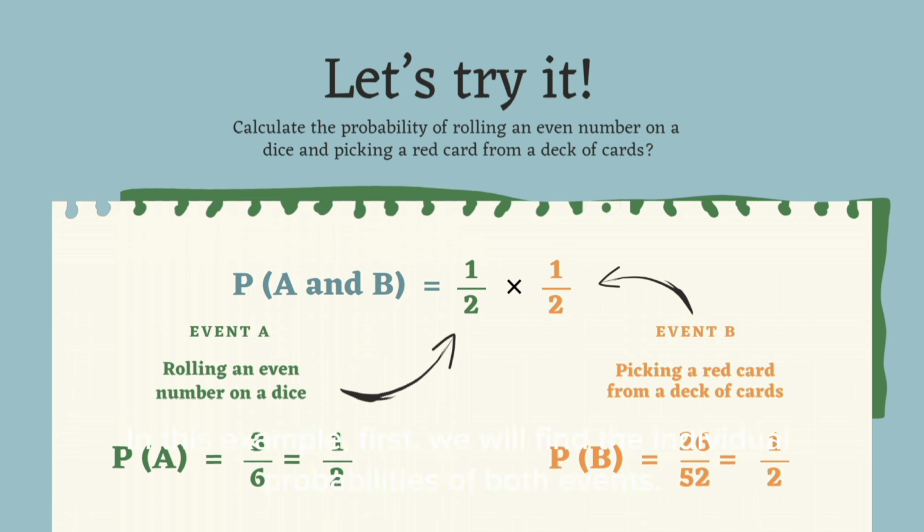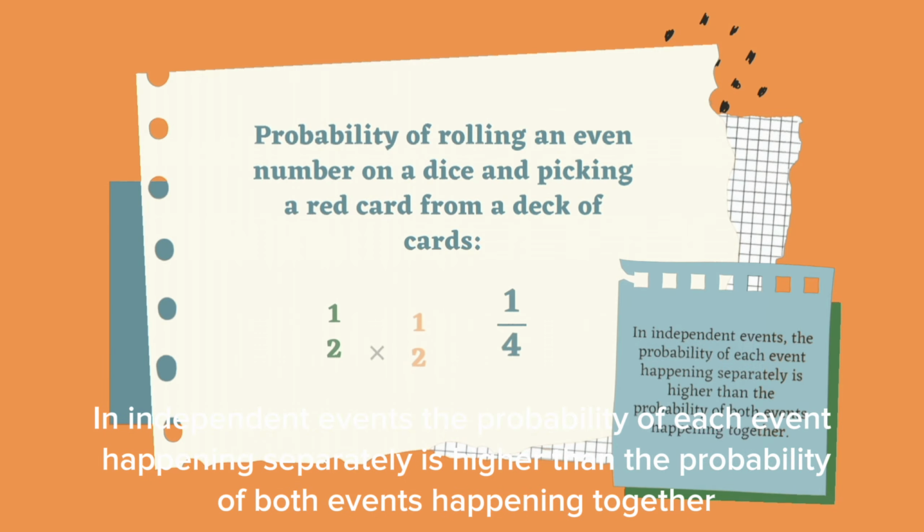In this example, first, we will find the individual probabilities of both events. Event A is rolling an even number on a dice, and Event B is picking a red card from a deck of cards. So, the probability of Event A is 3 out of 6, which is equal to 1/2. The probability of Event B is 26 out of 52, which is also equal to 1/2. In independent events, the probability of each event happening separately is higher than the probability of both events happening together.